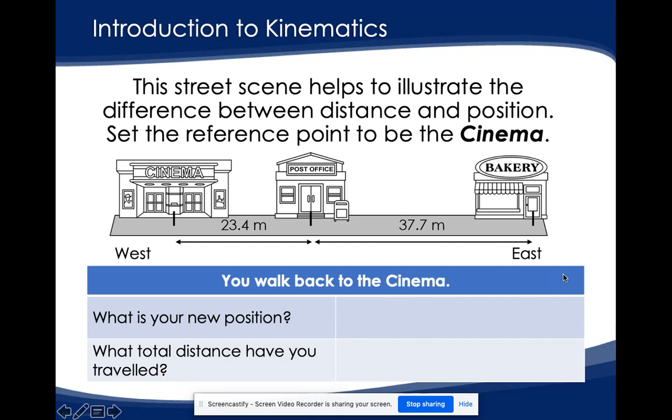So let's continue our walk. Let's say we walked from the movie theater to the post office, and now we're walking back to the movie theater. What's your new position? Well, our new position is now 0 because that's where we started. The position is back to 0, our initial reference point. But our total distance traveled includes the distance you covered going to the post office and back. The distance, again, is just a scalar quantity, just a magnitude, a number. So we've covered now 46.8 meters because we have walked to the post office and back to the movie theater.